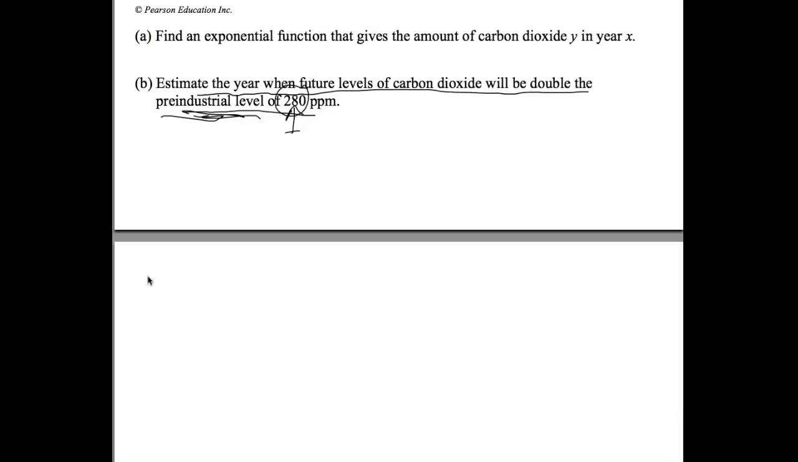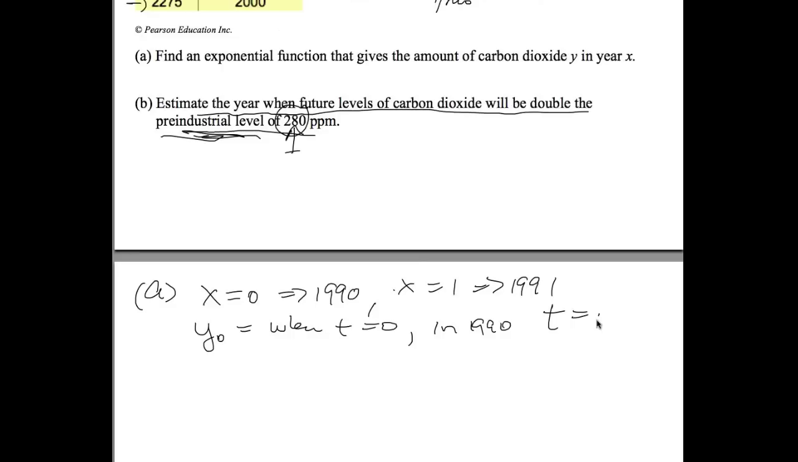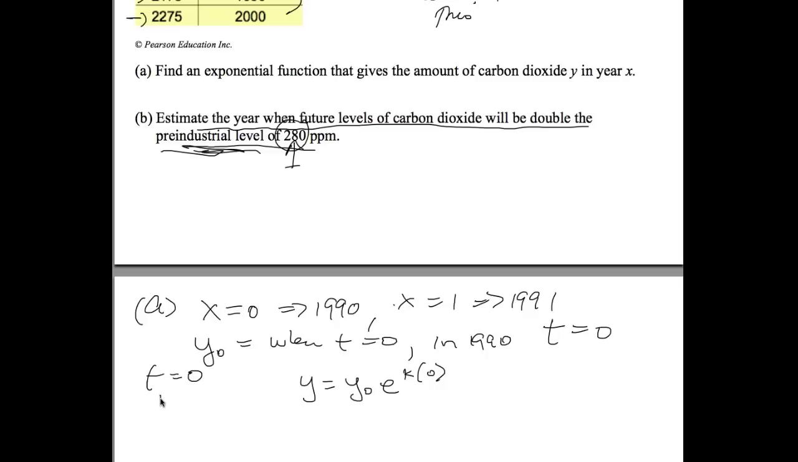Okay, so we've got a couple of things that we need to do here. First of all, x equals 0 implies 1990, so x equals 1 implies we're talking about 1991, and so forth. The initial amount, y0, is when t equals 0, so in 1990 we have t equals 0. Looking at y equals y0 e to the kt, the exponent is now 0. If we look at our table, y equals 353. So 353 equals y0 e to the 0, but e to the 0, of course, is 1. So we've got y0 is equal to 353.